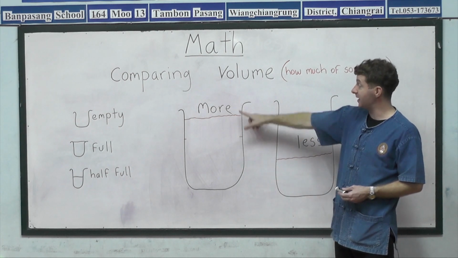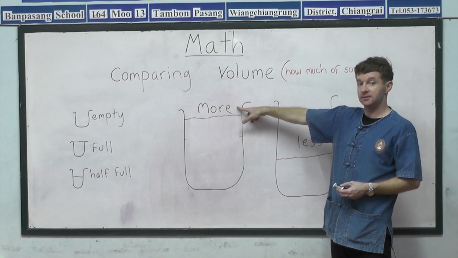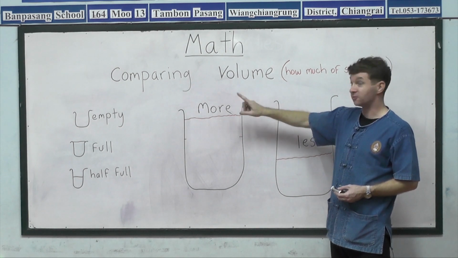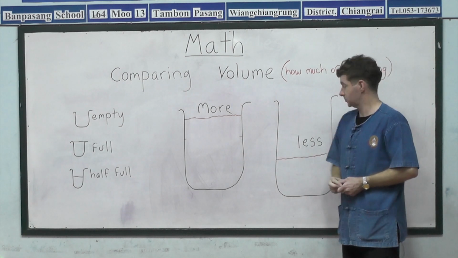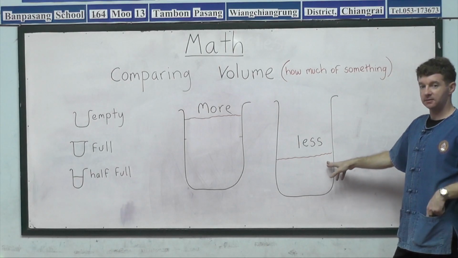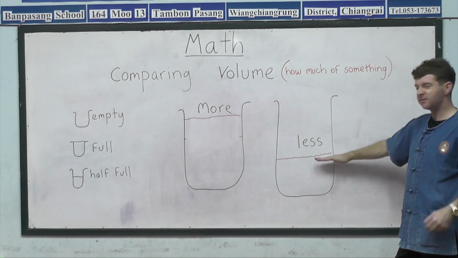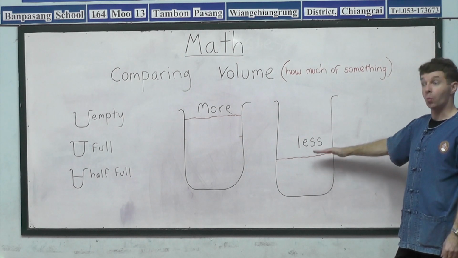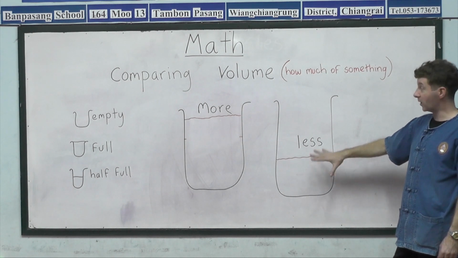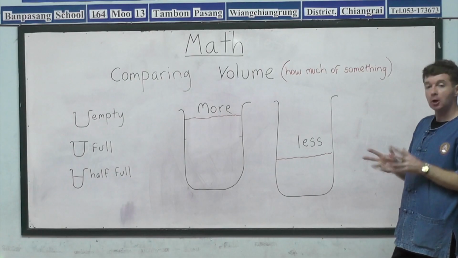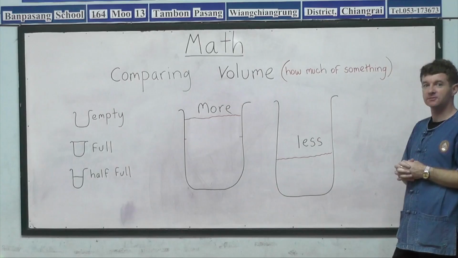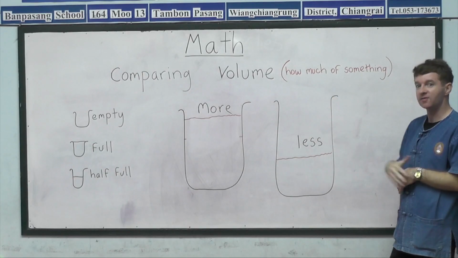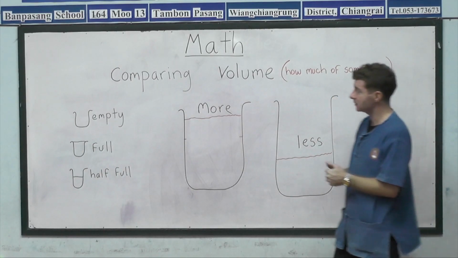So we can say this container has more water. This container has less water. Okay, so these are our 5 types. You notice now we're not using milliliters or liters. We're just looking at the containers and we can tell.